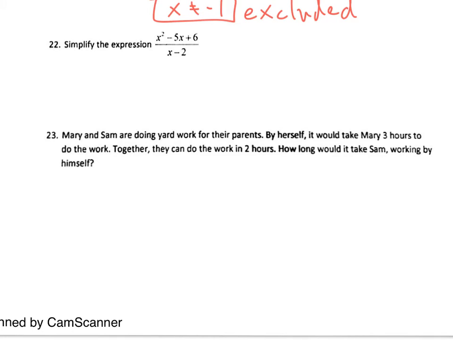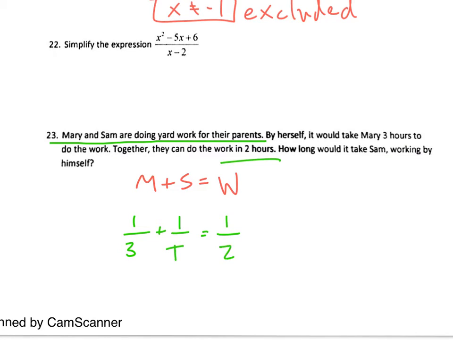Now 23 is a little bit tougher problem. It's going to tell us that two people are doing yard work. So Mary and Sam are doing yard work. So if you think of this as Mary does yard work and Sam does yard work for the total amount of yard work done. If Mary does it by herself, it takes her 3 hours. And if Sam does it by himself, that's what we're trying to figure out. So the time for Sam to do it by himself, and if they did it all together, that would be 2 hours for the job.